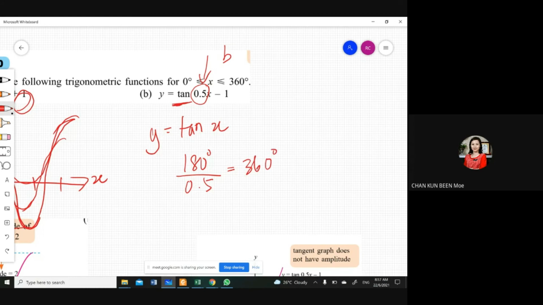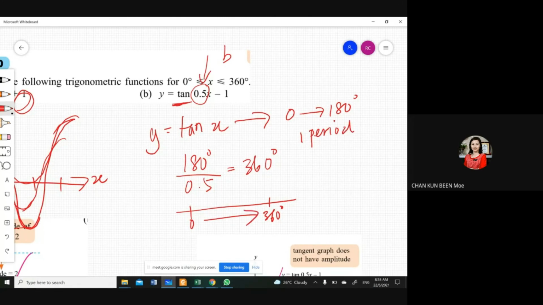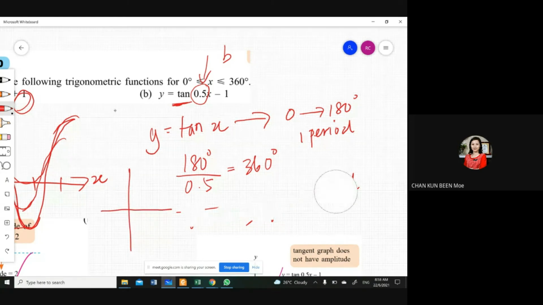Okay, meaning for this graph from 0 to 360, there is only 1 period. Originally, this one is 0 to 180 degrees, you have 1 complete period. But now from 0 to 360 degrees, only then you will have 1 complete period. So for the tan, it will look something like this, from 0 to 360 degrees.